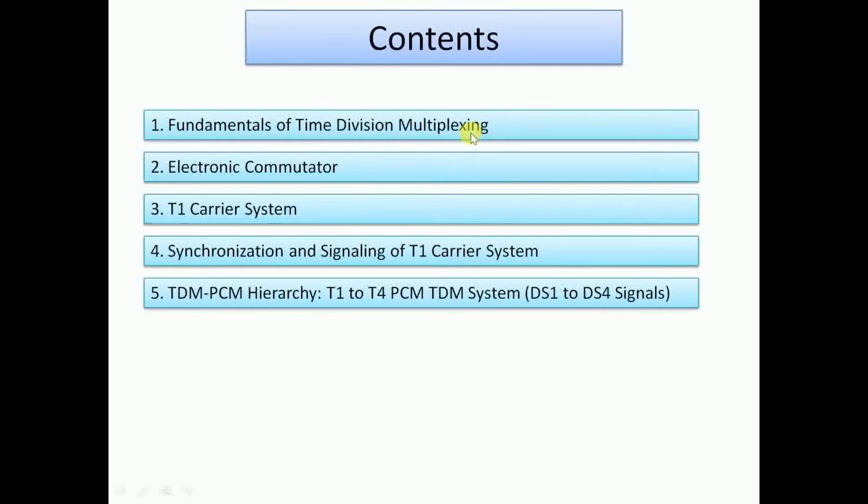Then I'll discuss the role of electronic commutator. Then I'll discuss the T1 carrier system. Then there will be discussion on synchronization and signaling of T1 carrier system. And then I'll explain the TDM-PCM hierarchy that includes T1 to T4 PCM TDM systems, which are also known as digital system 1 to digital system 4 signals.